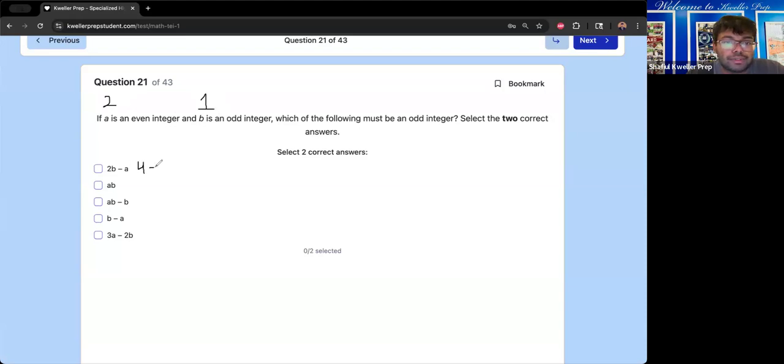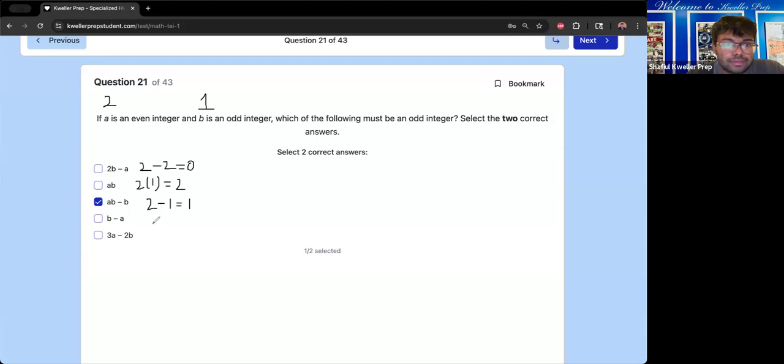4 minus 1. Oh wait, it says must be an odd integer. Never mind, I did not see that. Wait, no, it's not even 4 minus 1 anyways. B is 1, so 2 times 1 is 2. 2 minus 2 is 0. So that's even. Again, 0 is even for anyone who's confused about that. A times B, 2 times 1 is 2, so that's not odd. A times B minus B is 2 minus B, which is 1. That is odd.